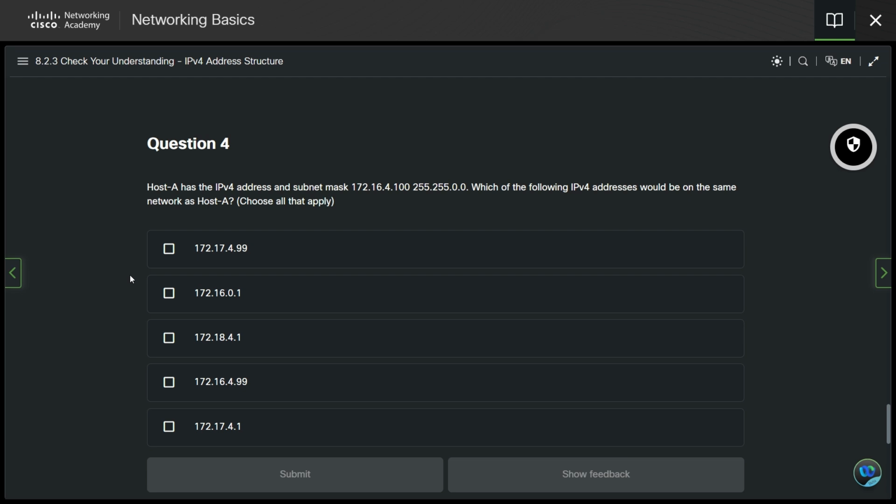And question 4: host A has the IPv4 address and subnet mask. Which of the following IPv4 addresses will be on the same network as host A?